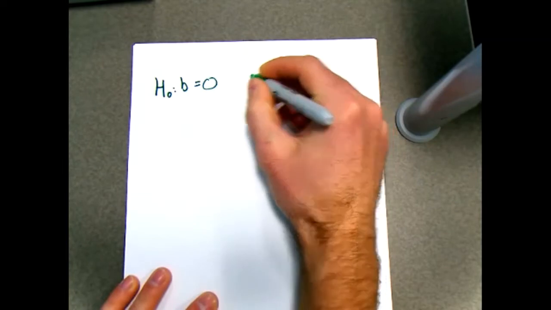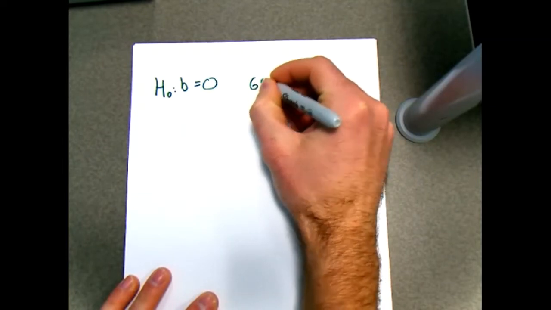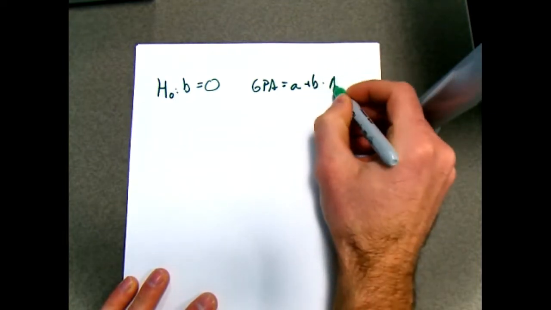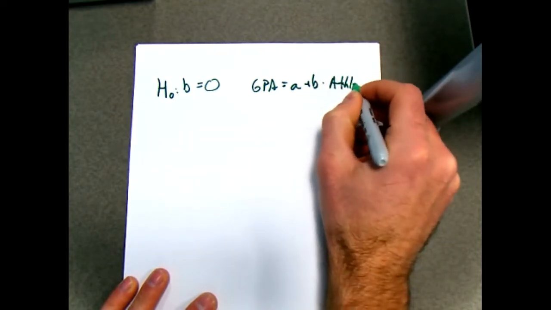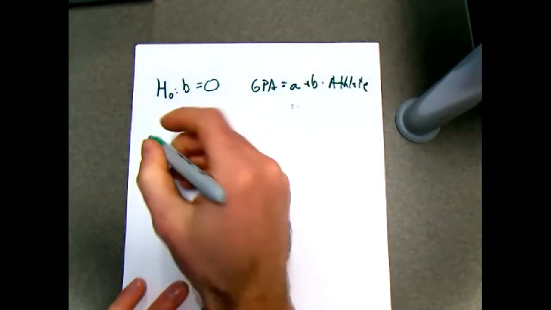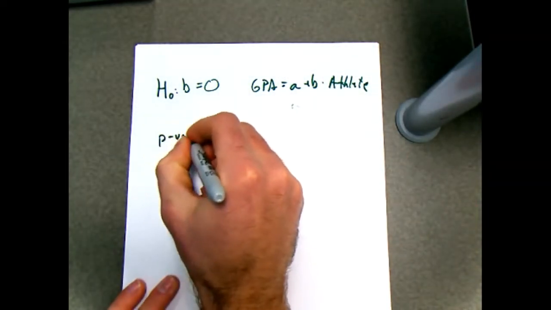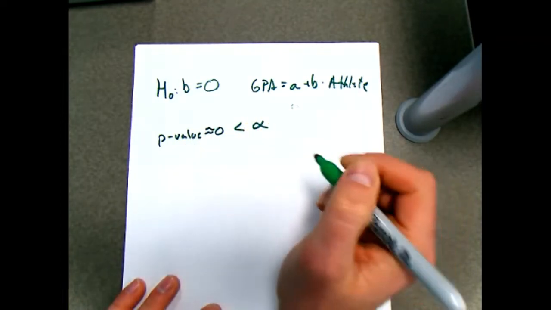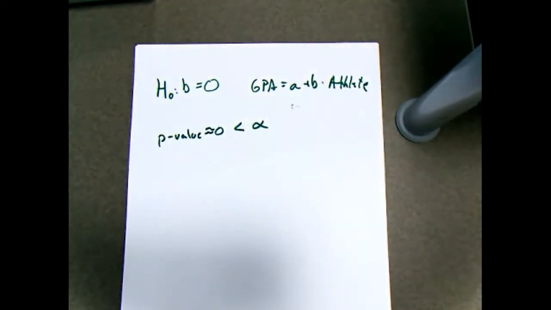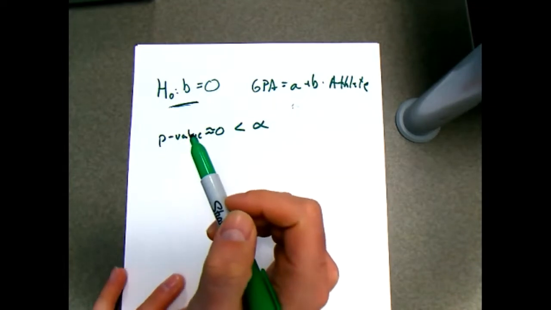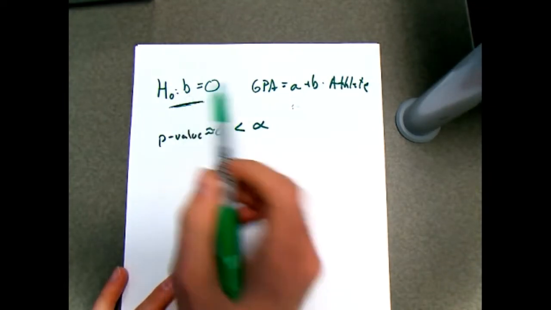So I'm thinking about predicting GPAs using whether or not this person's an athlete. I'm assuming that relationship is 0. I just found a p-value that's approximately 0. So that's going to be less than alpha, no matter what level of confidence I want to do, right? So with like 99% confidence, I could reject this null, right? And say that there isn't no relationship, right?